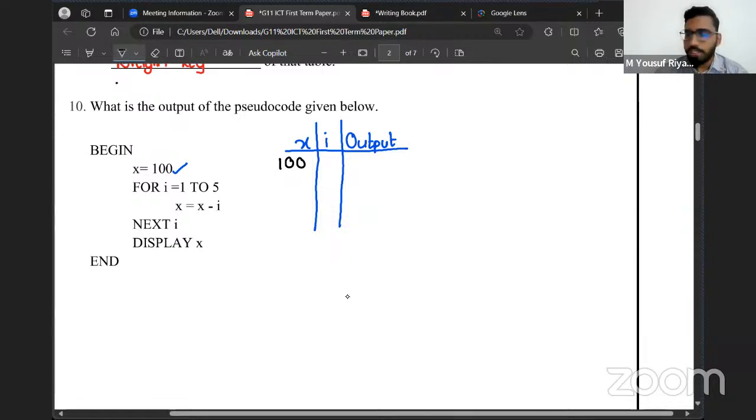What happens in for loop? There's a type of loop called for loop. In for loop, what happens is we mention a variable and a specific range. So the variable will be executing certain instructions based on that. First time the value of this I is going to be 1. Next I will become 2. Next I will become 3. Then I will become 4. I will become 5.